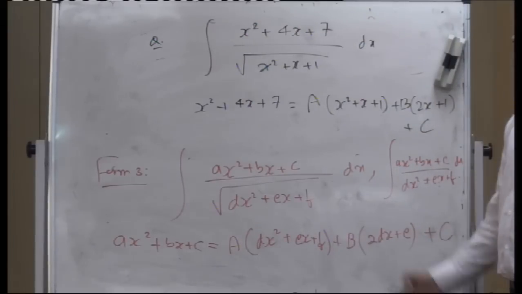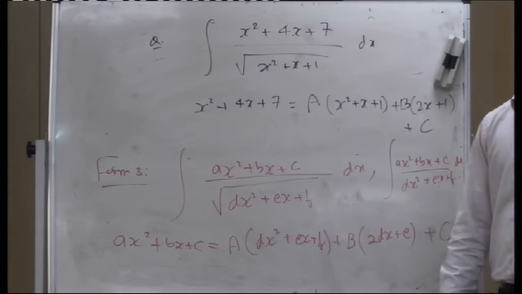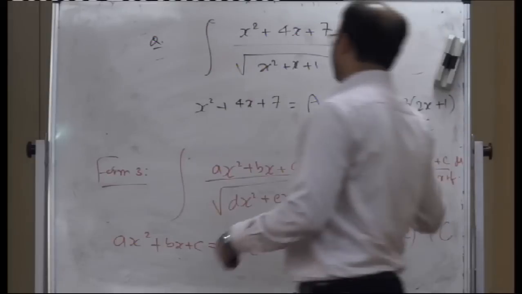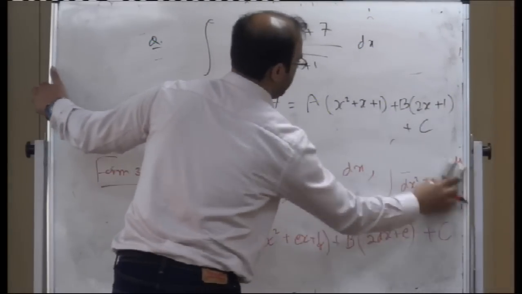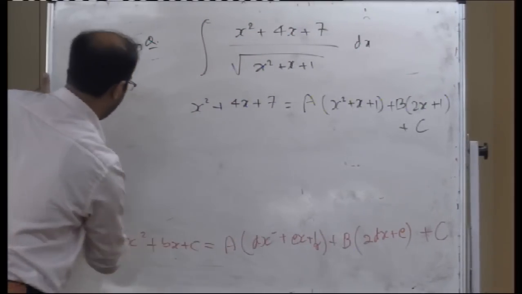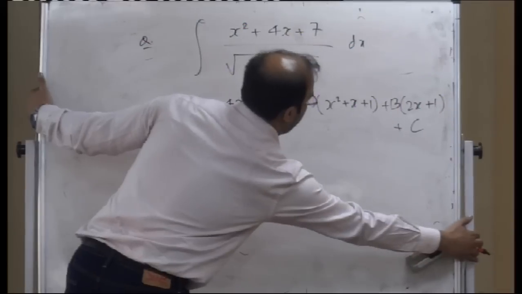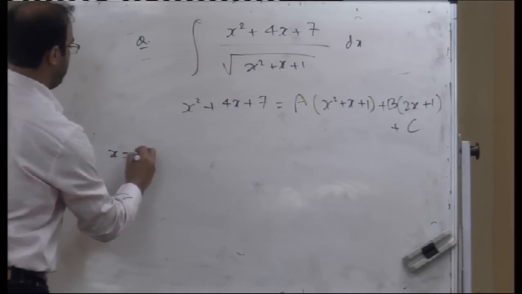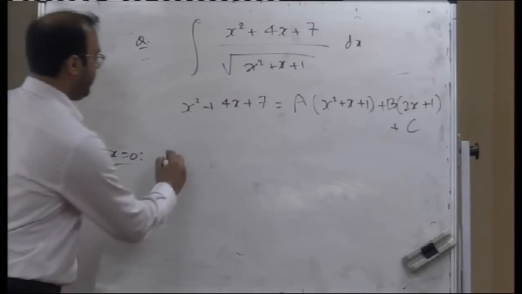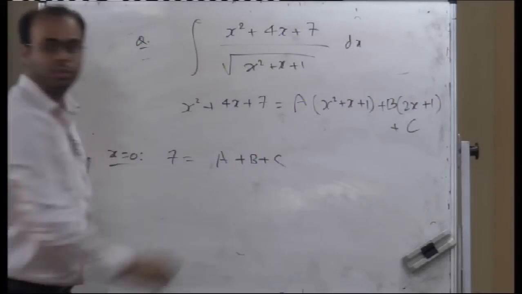Now there is a method where you equate the x square coefficient, x coefficient and constant coefficient, and find ABC. There is one more method, you put random values of x. When taking random values of x, the best value you can put is x equal to 0. If you put x equal to 0, you'll get 7. Here you will get A plus B plus C. This is what you will get.